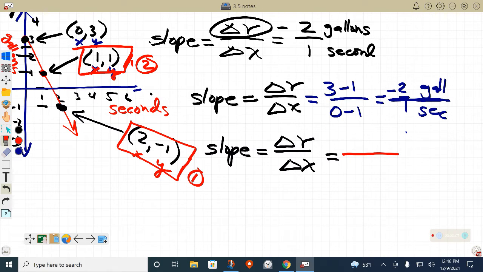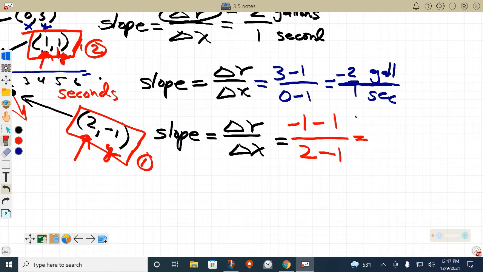Watch. So the delta y's, my y values are -1 and 1. Here we go. -1 minus 1. Cool. Delta x's. 2, that's an x, minus 1. Nice. Hell, my coffee hasn't kicked in yet. Close. Right, it becomes, look at it. -1 minus 1 becomes -1 plus -1. I got a -2 over 1. Same, look at same flow, same slope. -2 gallons per second. Delta y, delta x.